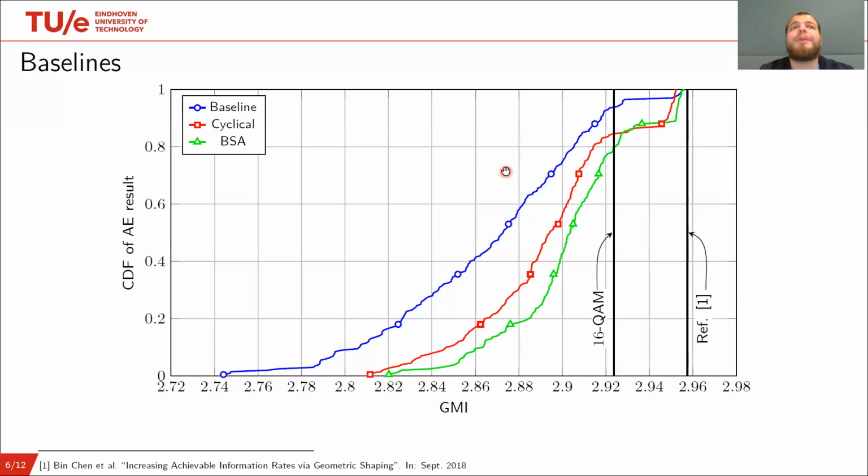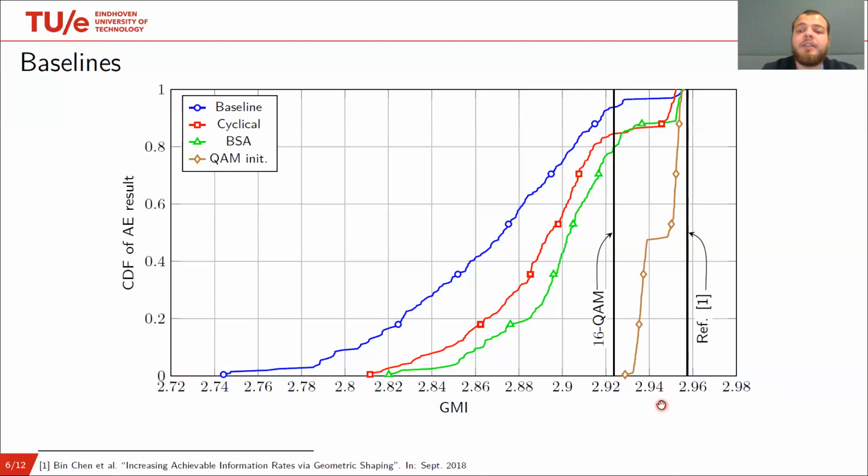Finally, we decided to look at what would happen if we were to initialize the system with a good constellation, such as a 16 QAM constellation. And what we see here is indeed quite promising. The constellations we get are never worse than 16 QAM, which makes sense as that is the initial starting point. So because this was quite promising, we decided to implement this into our network.